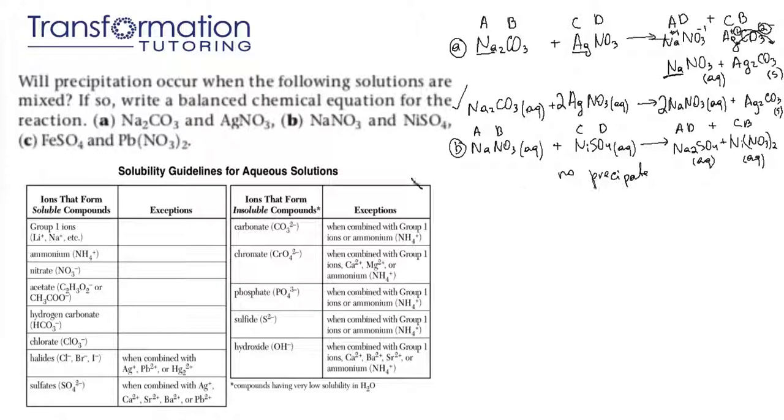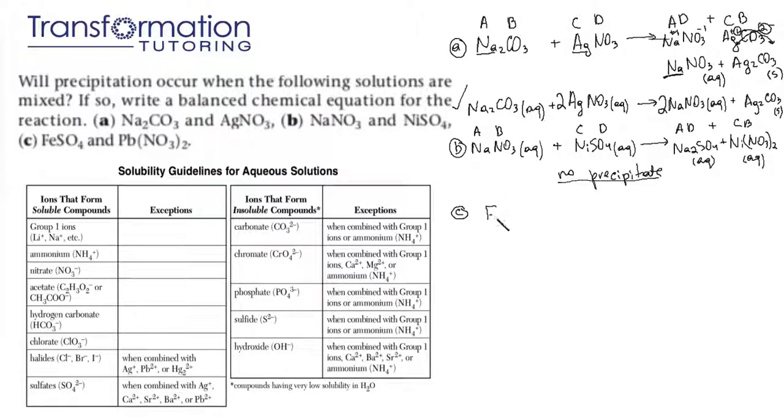Okay, I definitely misspelled it. Let's write precipitate. No precipitate. Okay, so we didn't even have to write this equation, but we did. Part B gives no precipitate, so we will leave it alone. And let's go ahead and do part C.